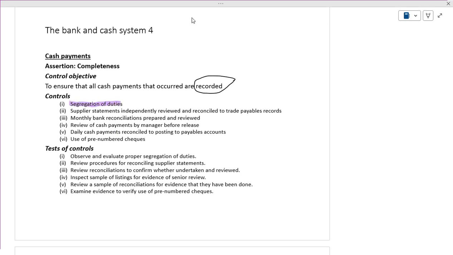This is the basic: supplier statement independently verified. The same process is there. Supplier statement independently verified with trade payables. When you are talking about the payments, it is payables. You have monthly reconciliation prepared and reviewed. The fourth one is review of cash payments by a manager before release, meaning a senior authority.